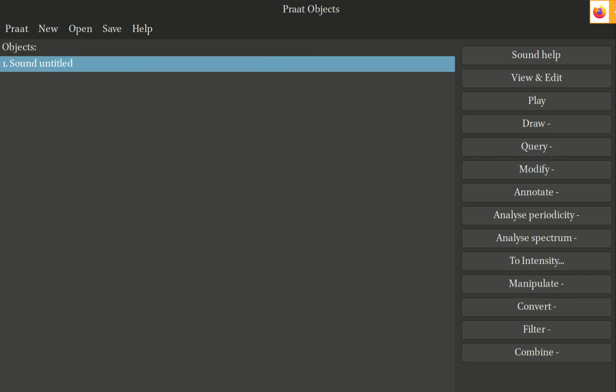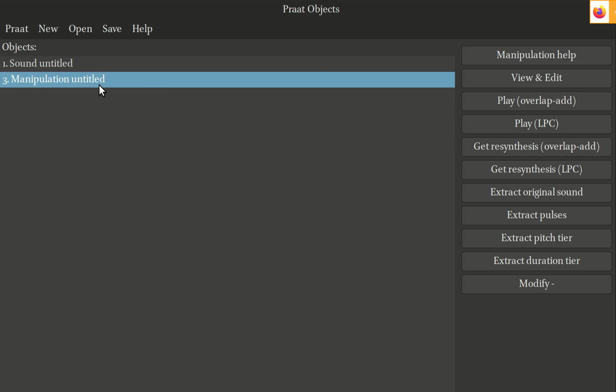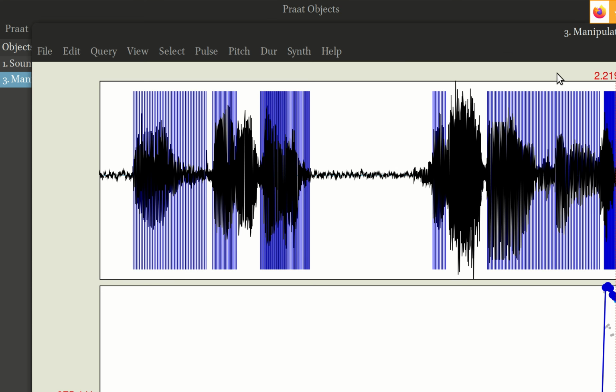So I have this sound and I type Manipulate to Manipulation. I use standard values here, press OK, and then what I get is a manipulation object, and I press view and edit, and what I see is this window. This is pitch, this is duration, and this is our oscillogram with some pulses. This is a sentence that I will change. So first I would like to play around with this speech thing. Change. You see that the speech sounds like a question, kind of unfinished, and we can change it.